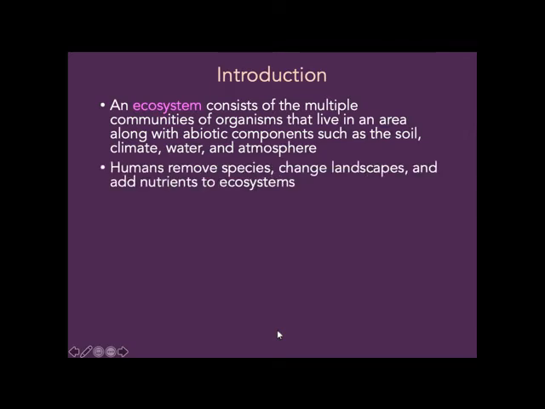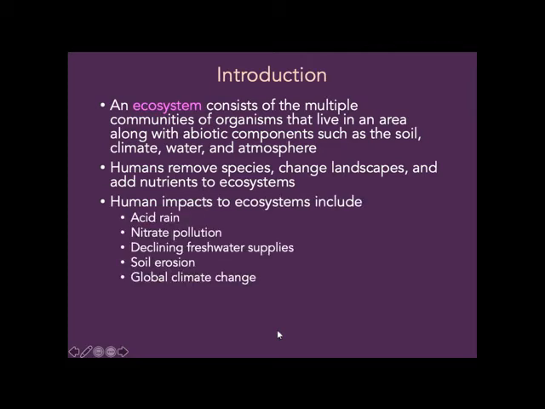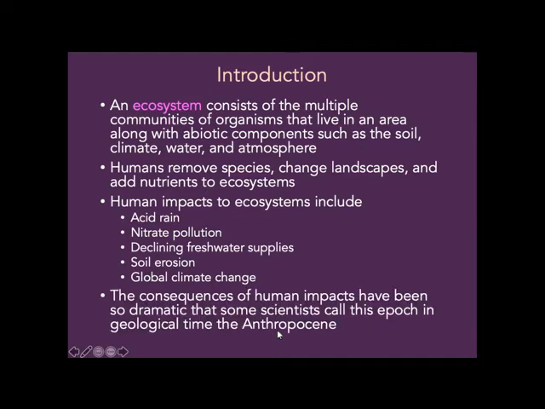So we are constantly messing with ecosystems. We take species out of one place and put them somewhere else. We change landscapes so we can live there or not get flooded or whatever. We will add nutrients, usually accidentally, to ecosystems. So some of our impacts include acid rain, nitrate pollution, declining freshwater supplies, meaning we're using up the fresh water, soil erosion, and global climate change.